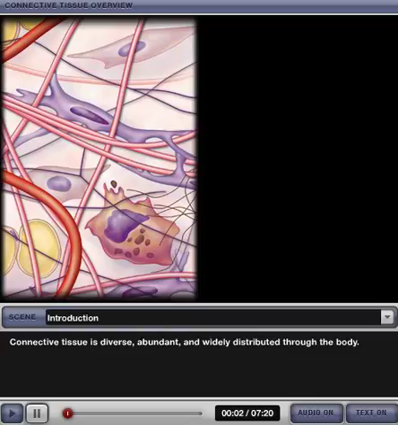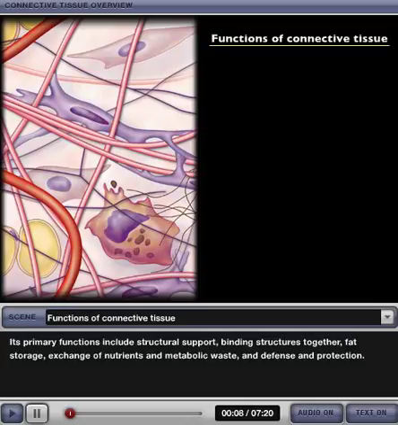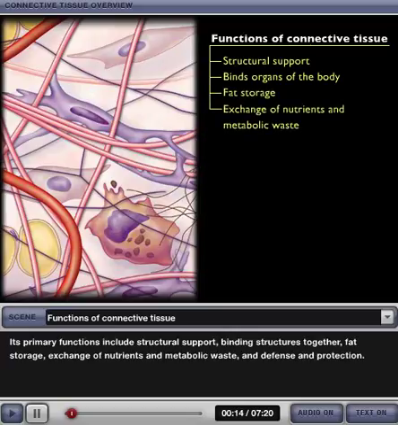Connective tissue is diverse, abundant, and widely distributed through the body. Its primary functions include structural support, binding structures together, fat storage, exchange of nutrients and metabolic waste, and defense and protection.